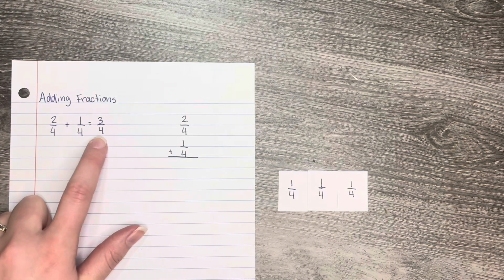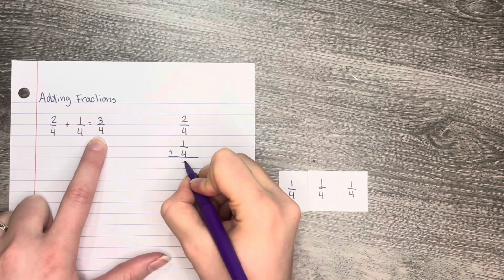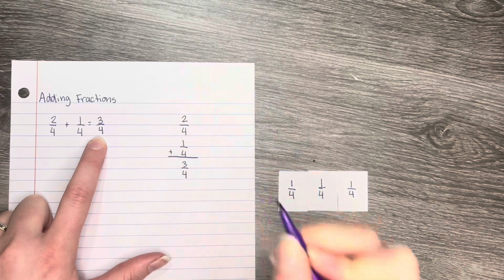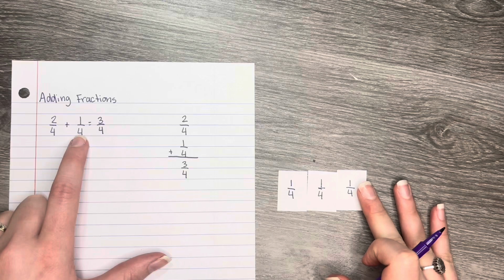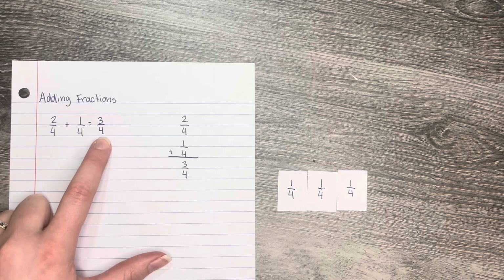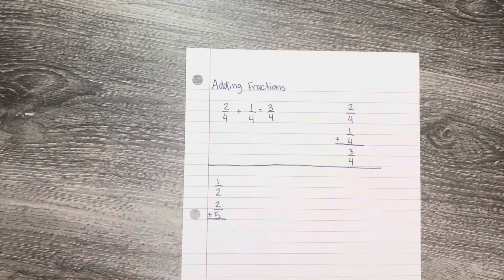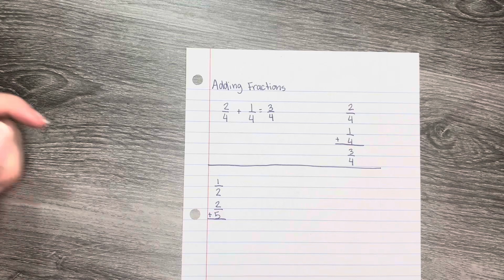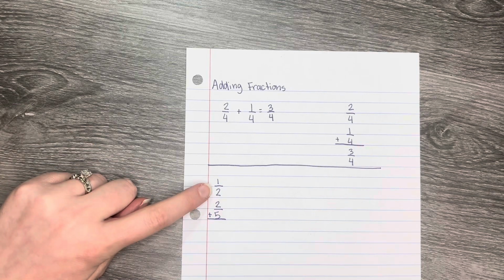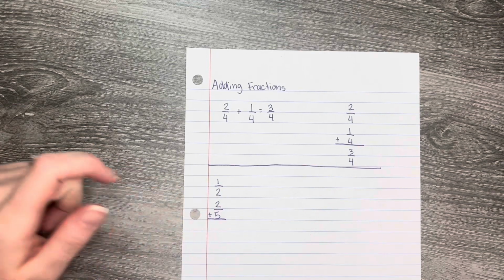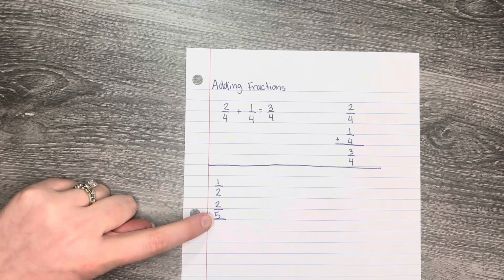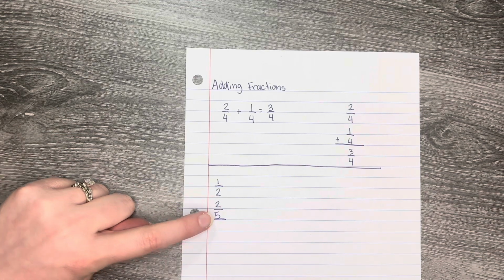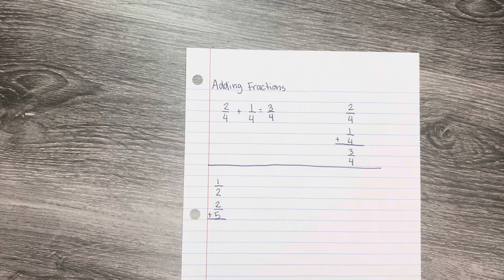Here I have written it horizontally. Here I will write it vertically. So 2/4 plus one more fourth equals 3/4. What do we do then if we are faced with two fractions, 1/2 and 2/5, that do not describe the same size pieces? Here I have halves and here I have fifths. Well, we have to find a common denominator. We have to make the pieces the same size.